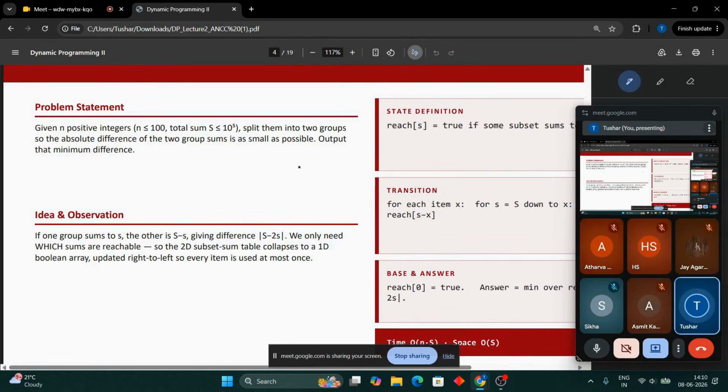Basically, since we have to divide our set of integers into exactly two groups, if we know the sum of one group is, say, small s, and we know the total sum is capital S, then we already know the sum of the other group, which is S minus s. So if we can calculate all the possible achievable values of small s, we can minimize the difference of the sums of the two sets. The value is going to be |S - 2s|, and this will be minimum when s is close to S by 2.